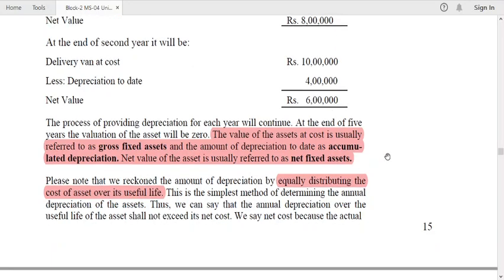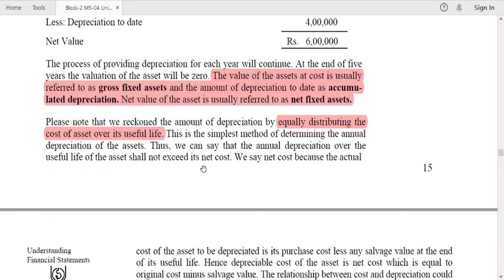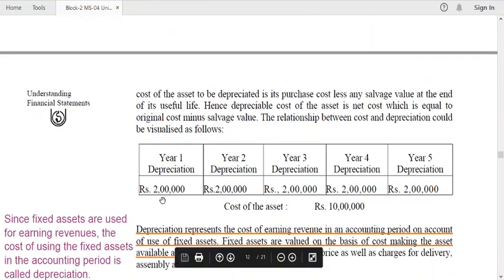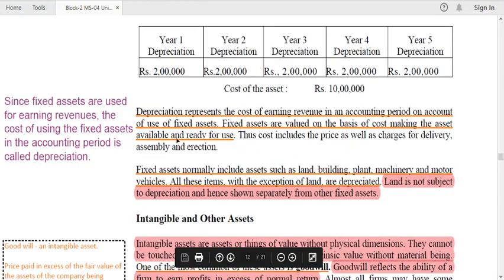For example, after 3 years, in the above example, the net value will be 4 lakhs, right? Equally distributing the cost of an asset over its useful life is called the straight line distribution of cost. Here, see, for example, 2 lakhs is equally distributed for all the years. This is the straight line method of depreciation.